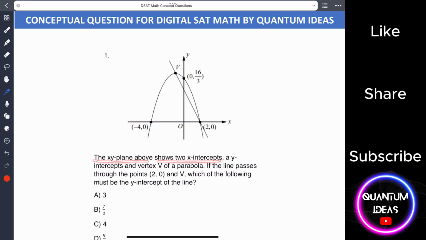You can see here one x-intercept of the parabola, and another x-intercept is here. A y-intercept, so basically the y-intercept shown is this one. And the vertex P of the parabola, so this is basically the vertex of the parabola. If the line passes through the point (2, 0) and V, so there is a line that passes through the point (2, 0) and the vertex of the parabola, which of the following must be the y-intercept of the line?